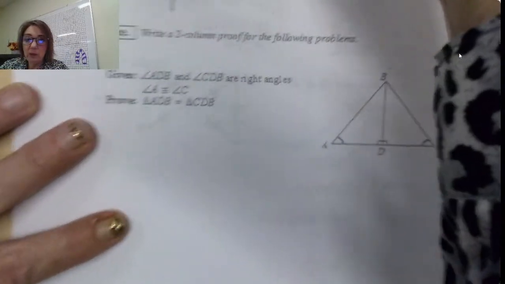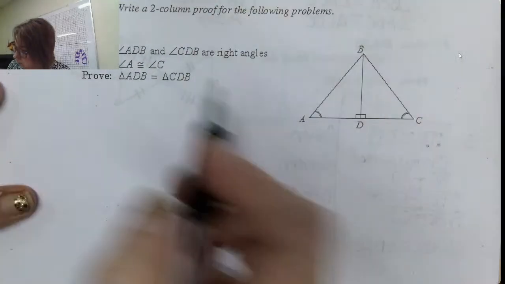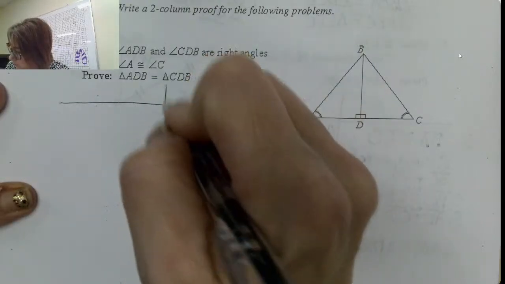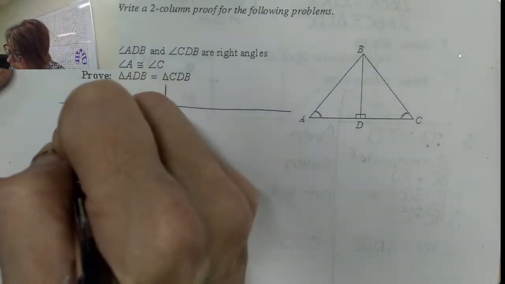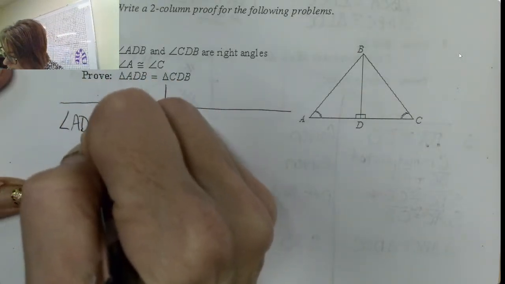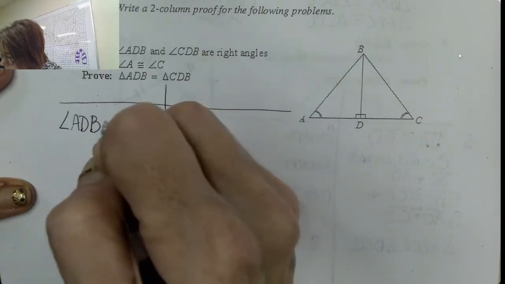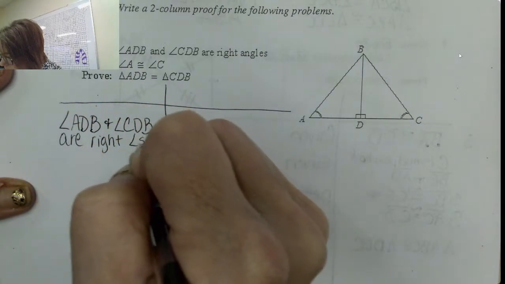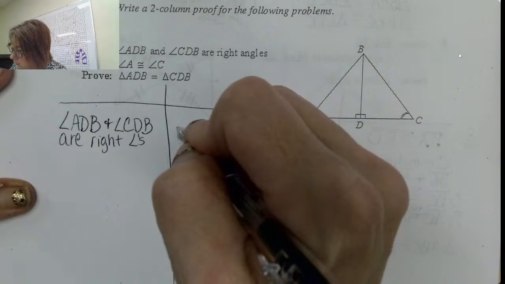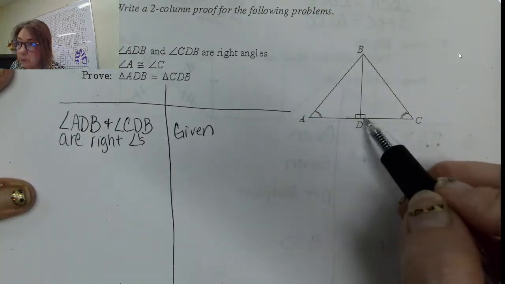Okay, so let's go ahead and talk about this one. All right? Okay, so what did they give us? They said what? Okay. Given. And they're already marked on the diagram, right?